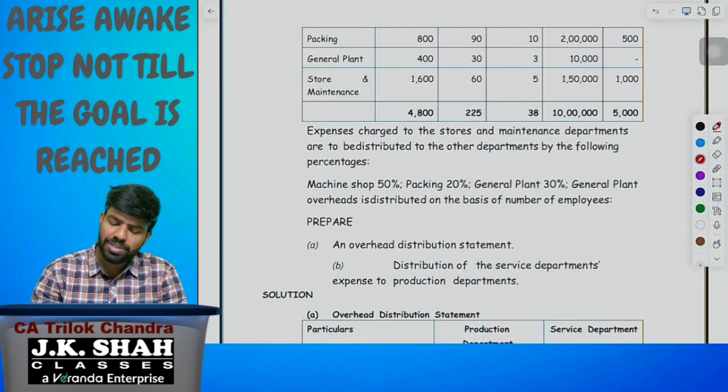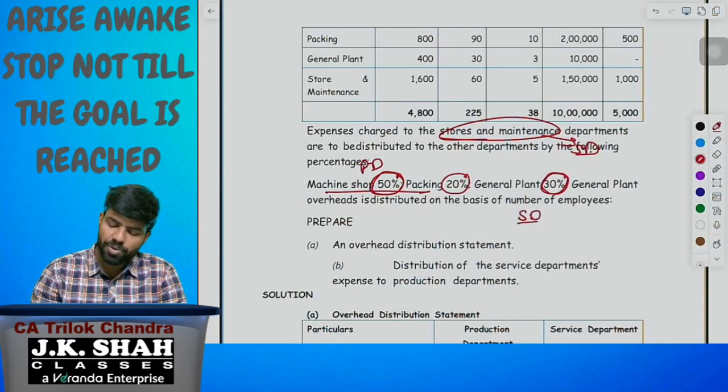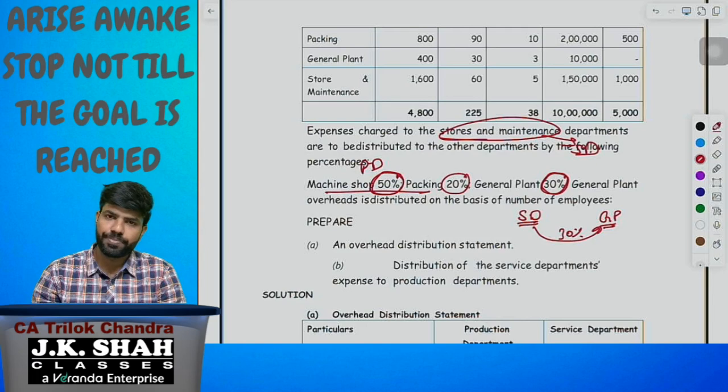Expenses charged to stores and maintenance department are to be distributed to other departments by the following percentages. Machine shop 50%. Stores and maintenance is one of the service departments. Now the service department cost should be apportioned to machine shop 50%, packing 20%. These 2 are production departments. General plant is one more service department. We have to apportion at the rate of 30%. That means the service department of stores and maintenance is providing service to one more service department, the general plant. How much it is providing? 30%.